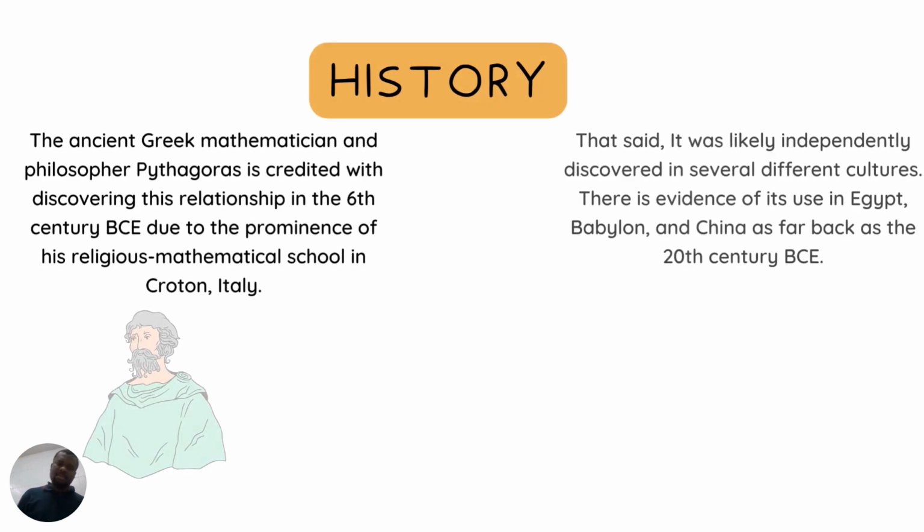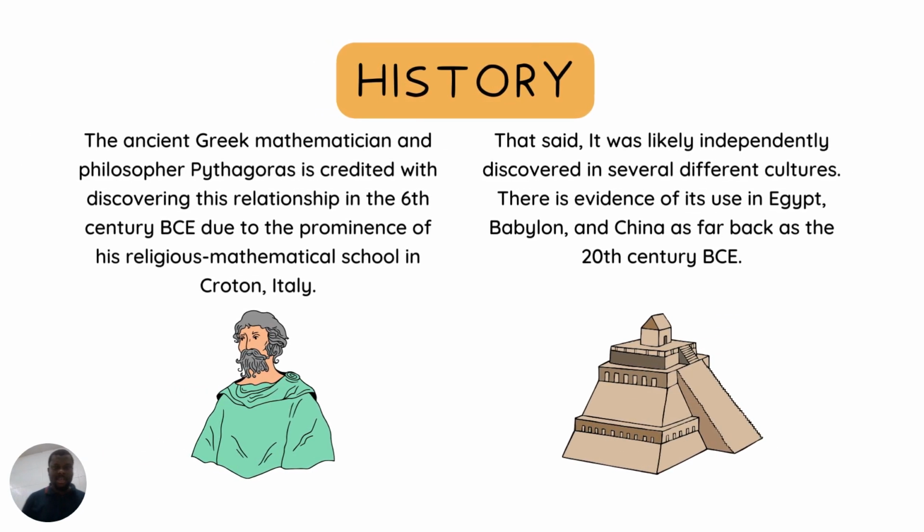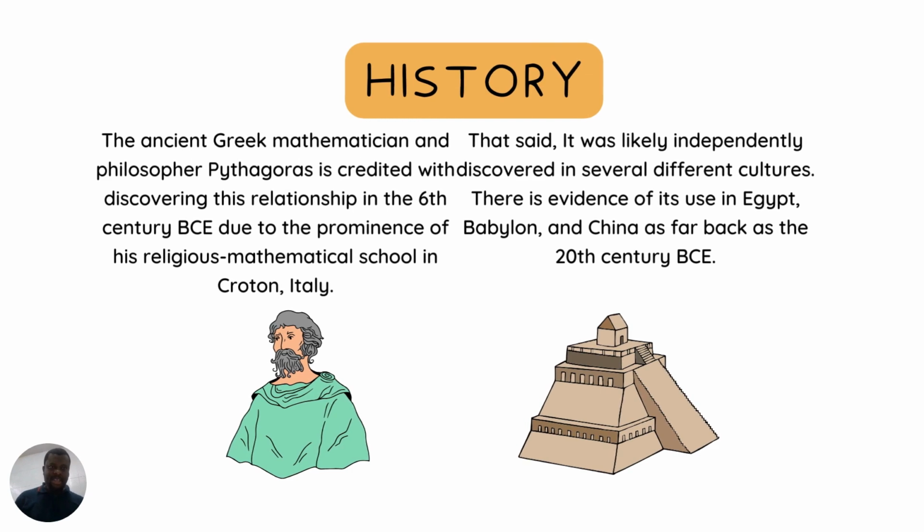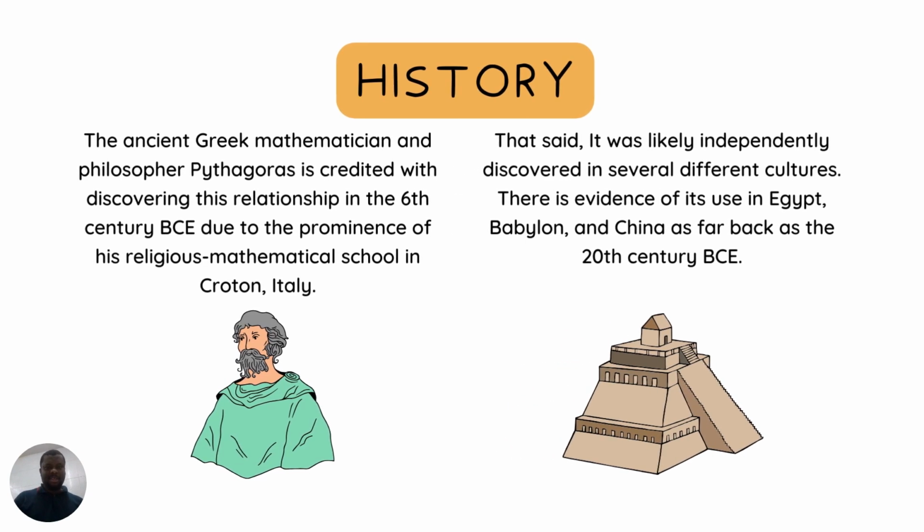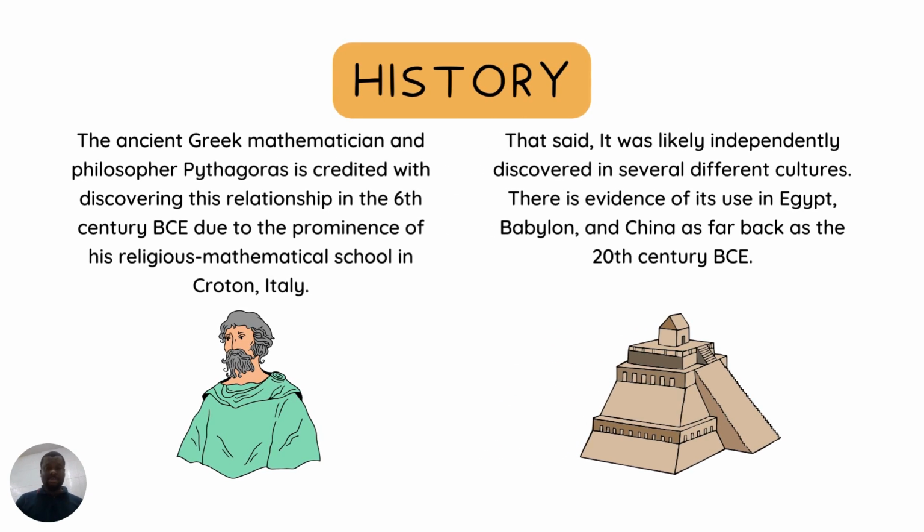Now let's dive into the history of this theorem. In ancient Greece, there was a mathematician and philosopher called Pythagoras. He invented this theory, and it is credited to him. He discovered the relationship in the right angle triangle in that manner, and he was able to show that the longest side of the right angle triangle, if you square it, is equal to the sum of the squares of the other two sides.